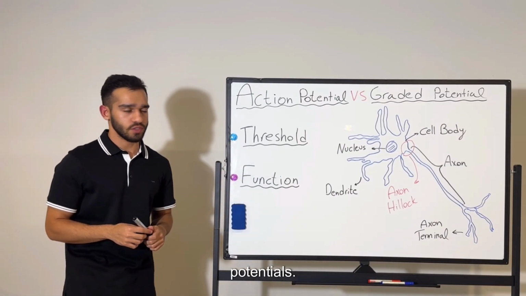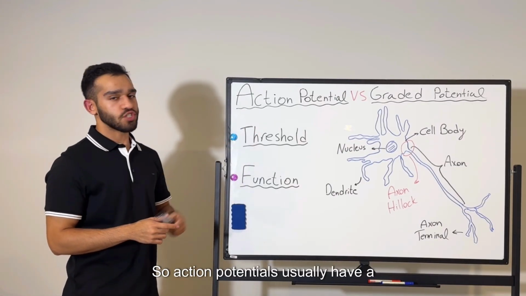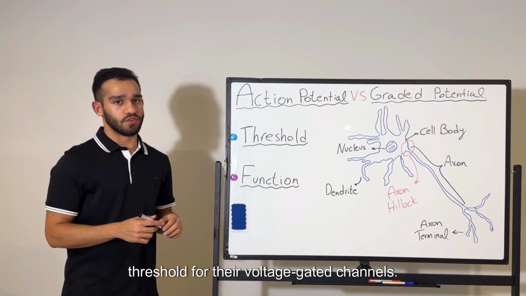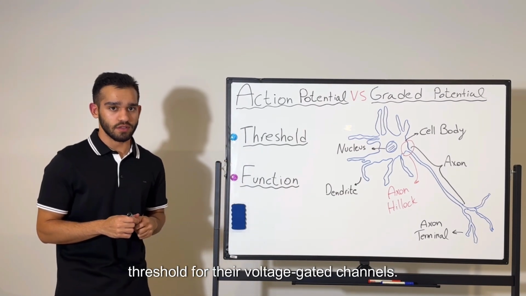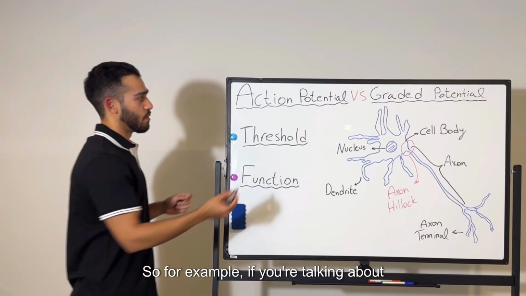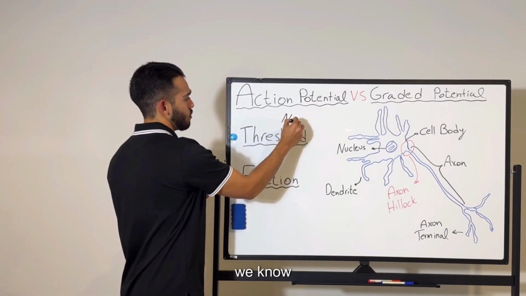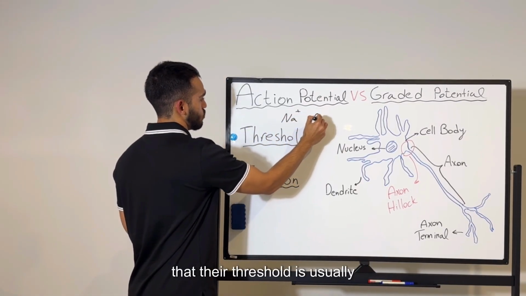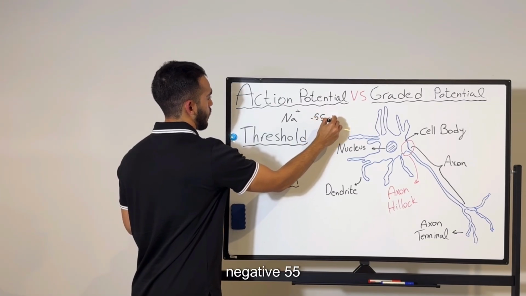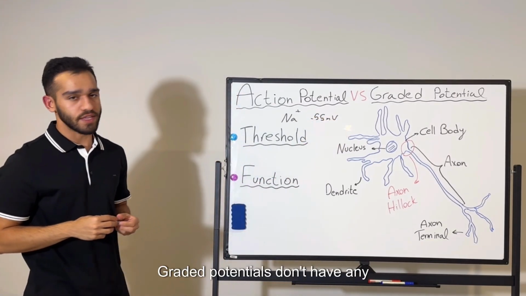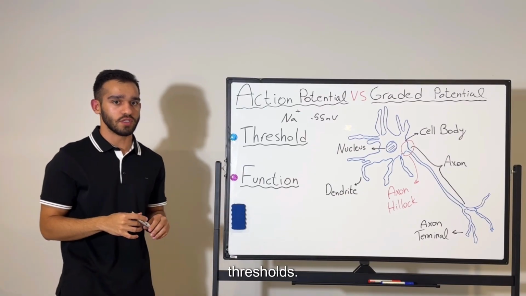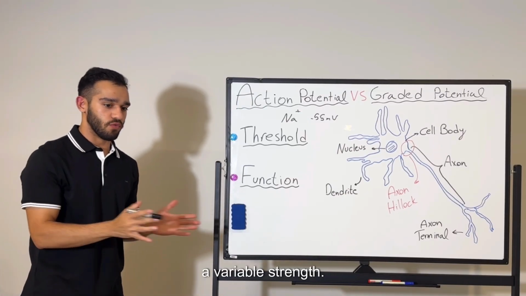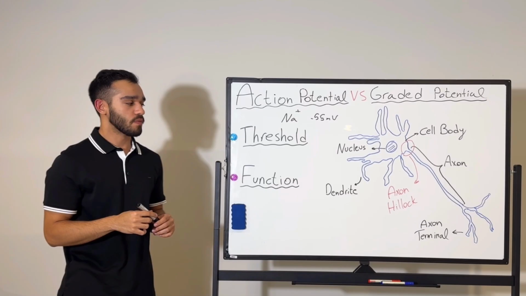So the next two things that I want to go over are the threshold and the function of these two kinds of potentials. Action potentials usually have a threshold for their voltage-gated channels. For example, if you're talking about sodium channels, we know that their threshold is usually negative 55 millivolts. Graded potentials don't have any thresholds. They only have a variable strength.